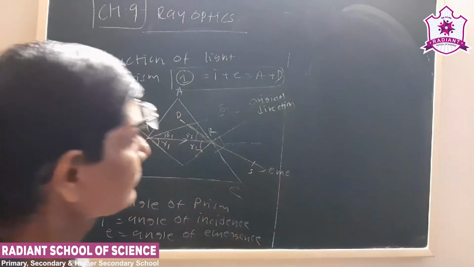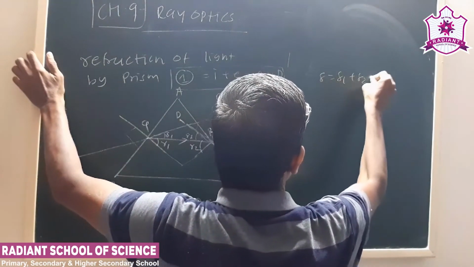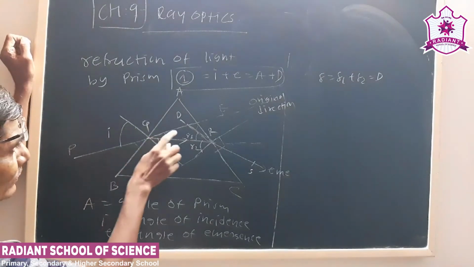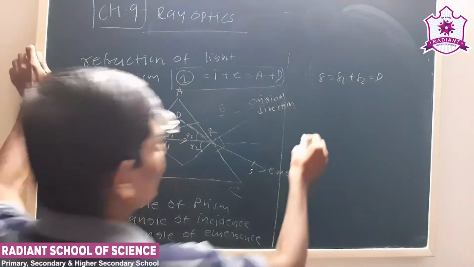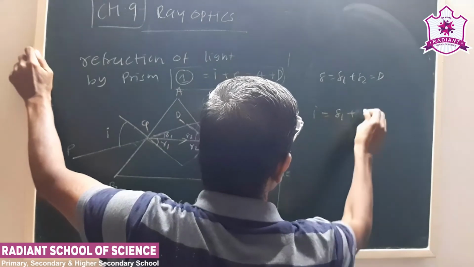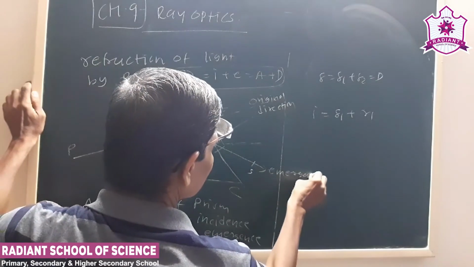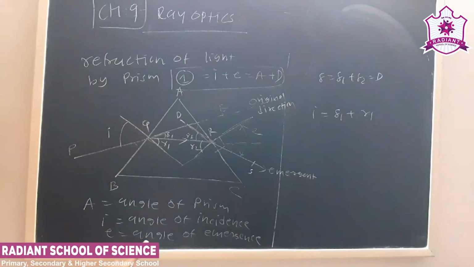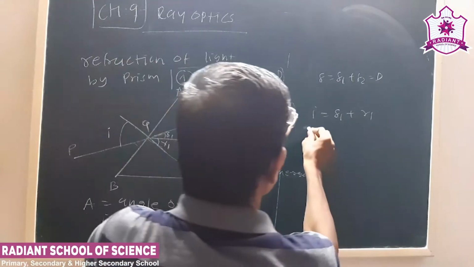Now see, we have seen that delta is equal to delta 1 plus delta 2, which we can call D also. Now I is the angle of incidence. This is equal to the sum of two angles, a vertically opposite angle. So from the geometry, I is equal to delta 1 plus R1. Now the angle made by the emergent ray with the normal is called the angle of emergence, that we have mentioned here. So this angle of emergence E will be equal to delta 2 plus R2.